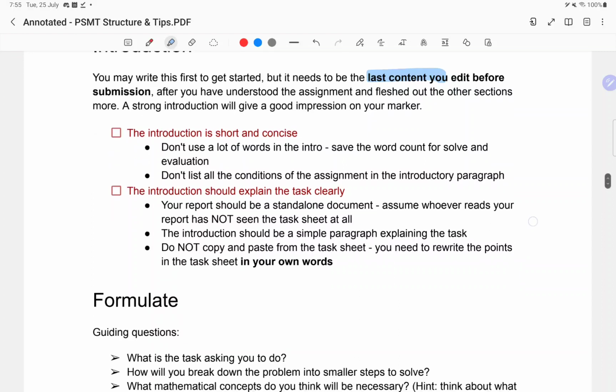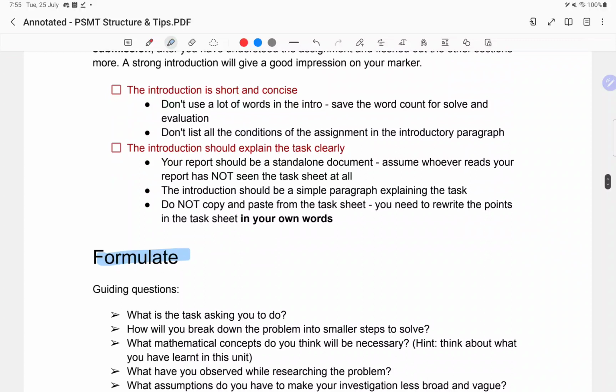No, don't write the introduction first. You go straight to formulate. That's just observations and assumptions, and mathematical concepts. So it's like what equation you're going to use. What concept? So for you, it's hypothesis testing and confidence interval. So I need to introduce all the equations and stuff. Yep, in the formulate section.